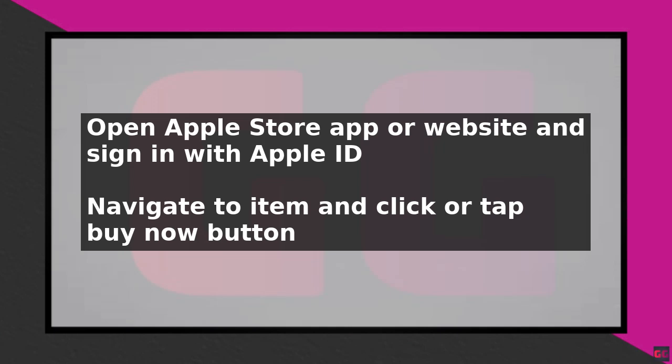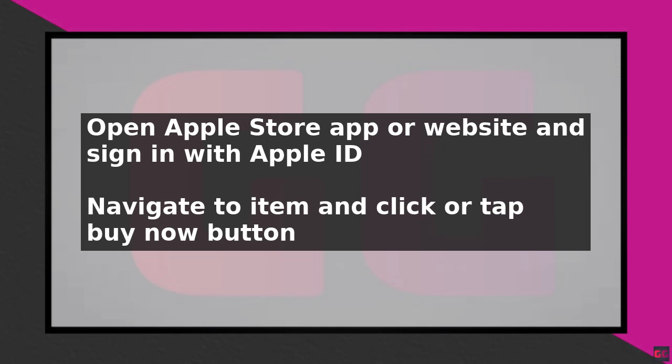If you are using the website, click on the account icon at the top right corner and sign in with your Apple ID. Once you are signed in, navigate to the item you want to purchase and click or tap the Buy Now button. You will be taken to a checkout page where you can review your order.